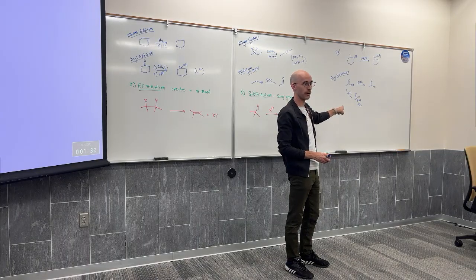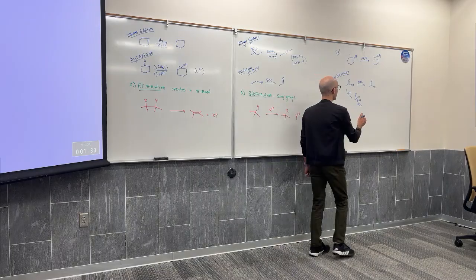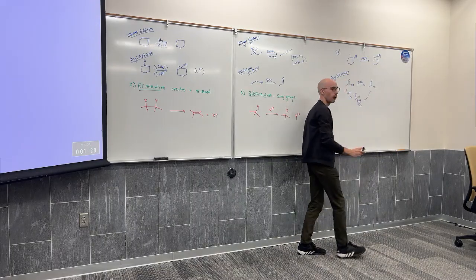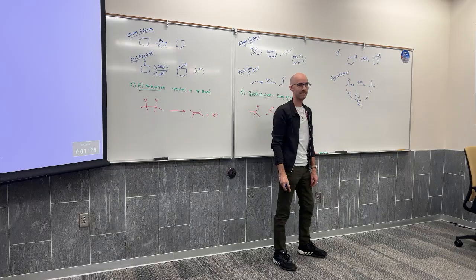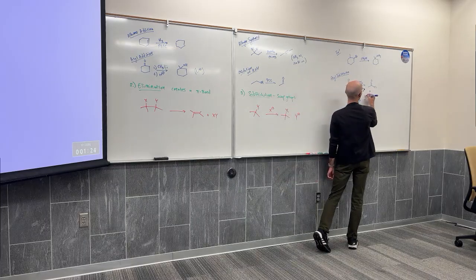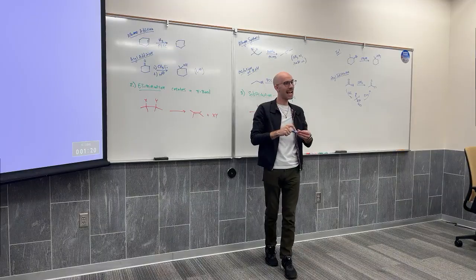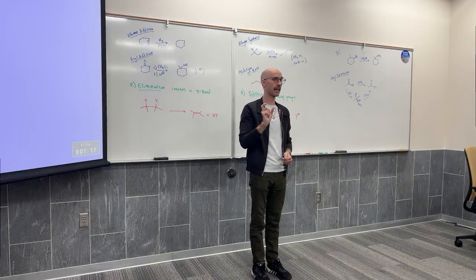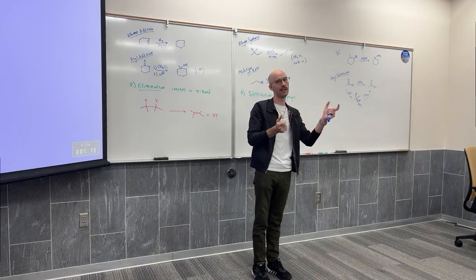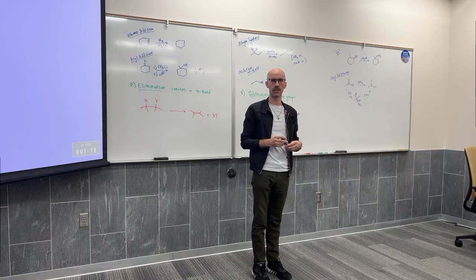Pi bond was consumed. There's no more pi bond. And then it's followed by what? It's followed by the creation of a pi bond. Elimination. So this acyl substitution is actually acyl addition followed by acyl elimination, essentially.